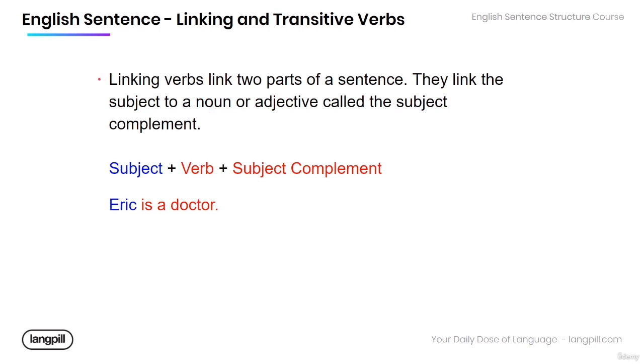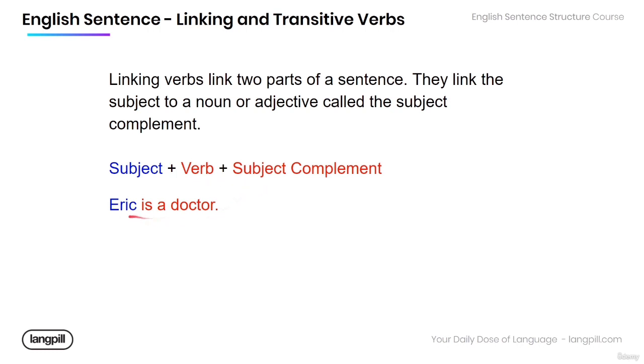And the last type of sentence we'll talk about, okay, is a linking verb sentence. And these sentences don't have an object. They have something different called a subject complement. So the linking verbs use a verb that links two parts of a sentence, and those two parts are the subject, okay, and the subject complement. And the subject complement would be a noun or some type of adjective. So here is the basic structure: subject, verb, subject complement.